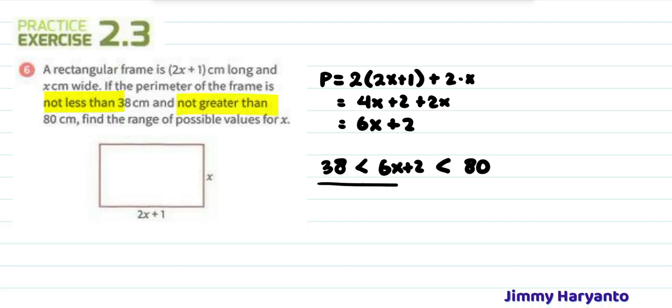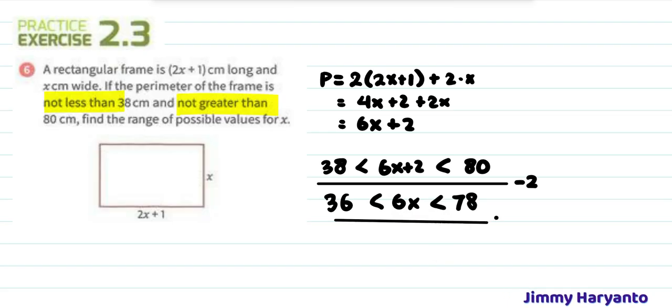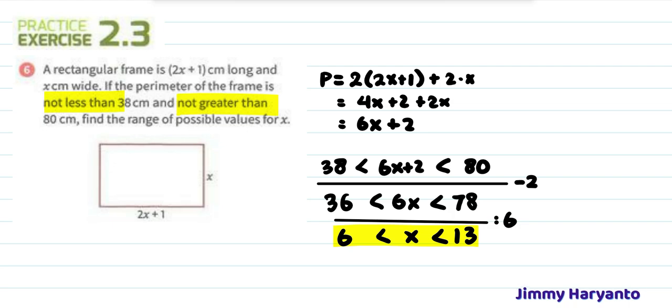That means we are already done with the inequalities, and then I will subtract 2 from all of them. I will have 36 less than 6x less than 78, and then I will divide them all by 6. I will have 6 less than x less than 13. So this is the possible value of x.